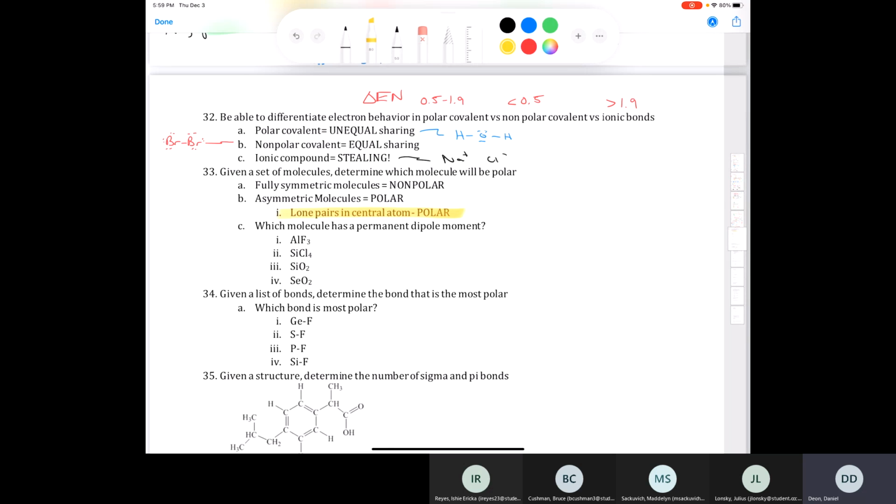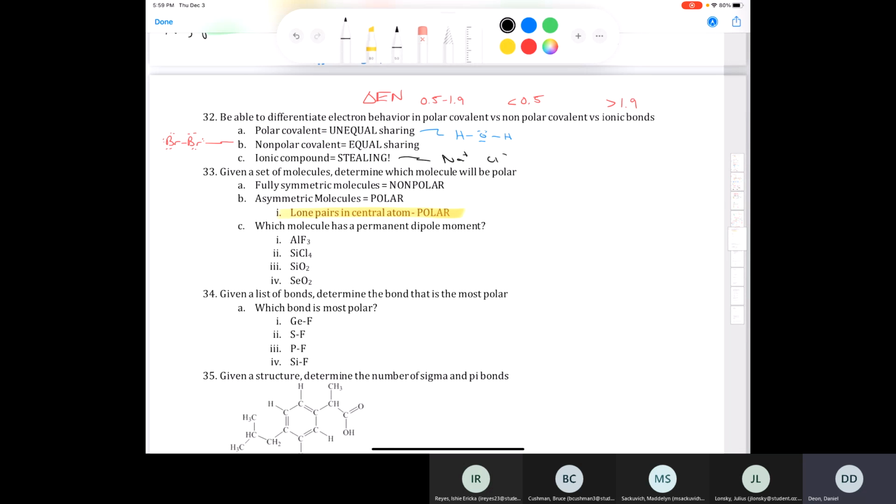One would be the I3 minus ion, right? That's linear, and it does have lone pairs on the central atom, and it's not polar. But again, we don't look at many examples of that. So if you're ever scared, you're like, what do I do? Okay, usually, if there are lone pairs on the central atom, it's going to be polar. Usually.